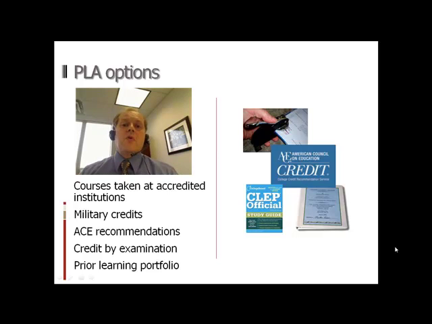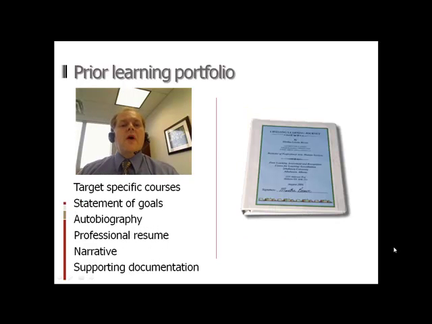The other thing, of course, is the prior learning portfolio, which is the major focus of this course. The prior learning portfolio allows you to target specific college courses that exist in Sullivan's catalog or in other college catalogs that teach what you already know. And then what you do within your portfolio is you provide a statement of your educational goals and how this portfolio would fit within those goals. You will write an autobiography of your learning experiences, showing where you obtained all of this knowledge. And then a professional resume, which is a way to consolidate that knowledge into an easy-to-read format.